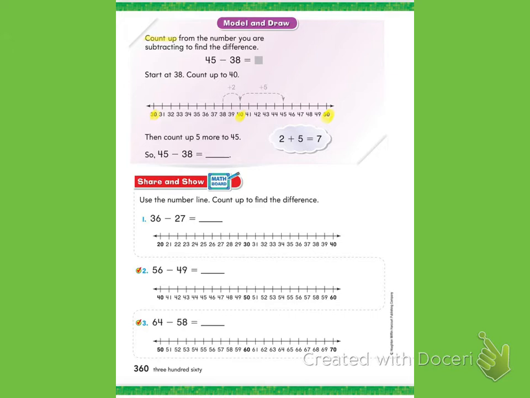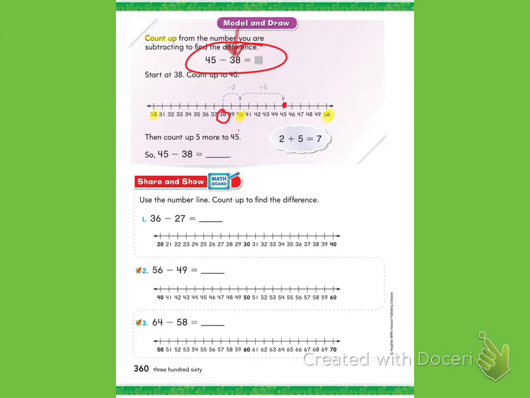So the only difference on this problem, where you have a number line and a subtraction problem, is we don't start at 45. We are actually going to start at 38. So what I want you to do is find 38 and circle 38. Okay? So we're going to count up and we're going to stop at 45. So then I want you to come to 45 and put a dot. So we're going to start at 38, stop at 45.